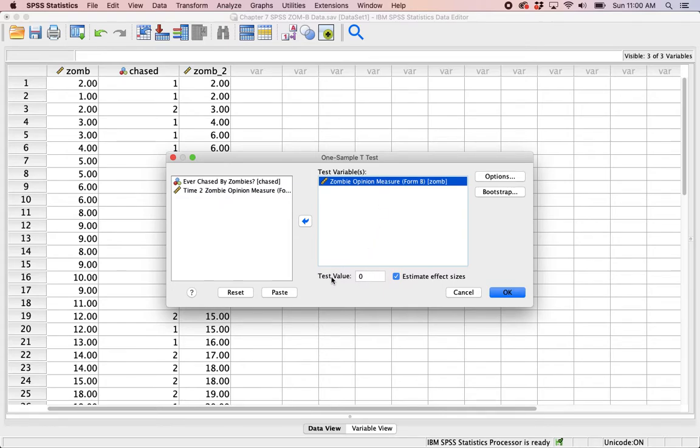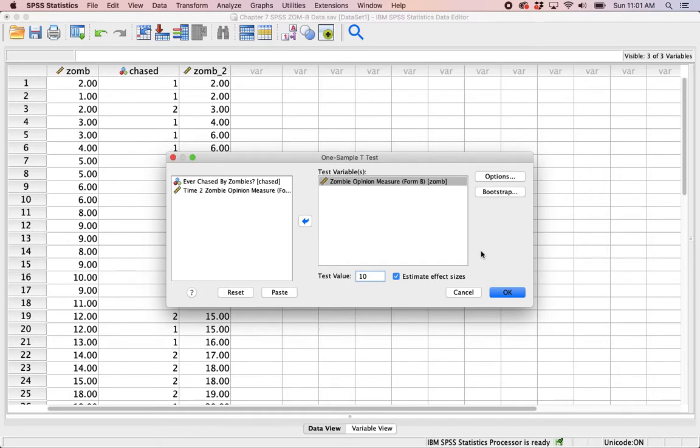Okay, so the test value is our known population mean. This is where we enter the value that we want to test our sample mean against. So what is our known population mean? You might have heard the term mu, the Greek letter mu, which is the symbol for population mean. This value was given to us. We have to know this. We have to have either a logical comparison value or a known population mean.